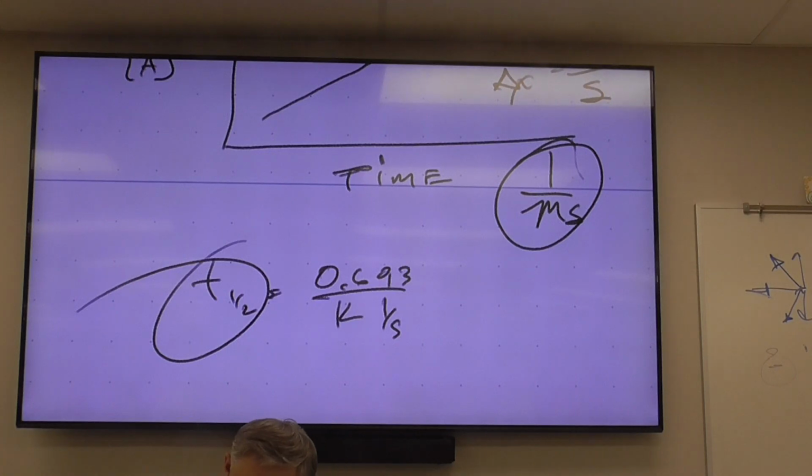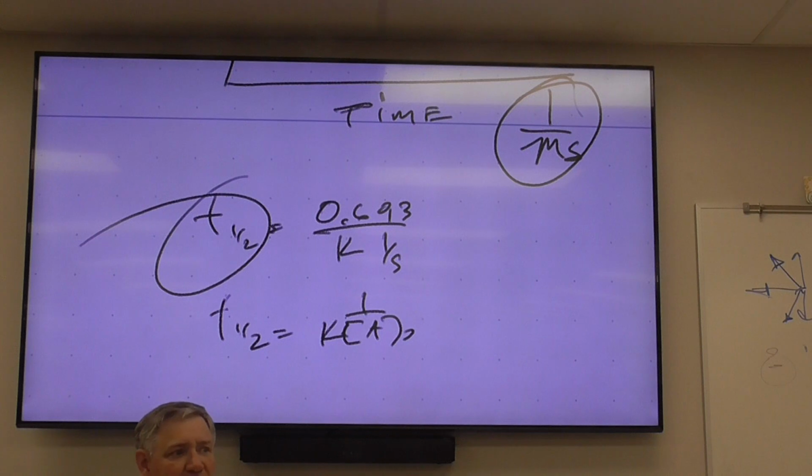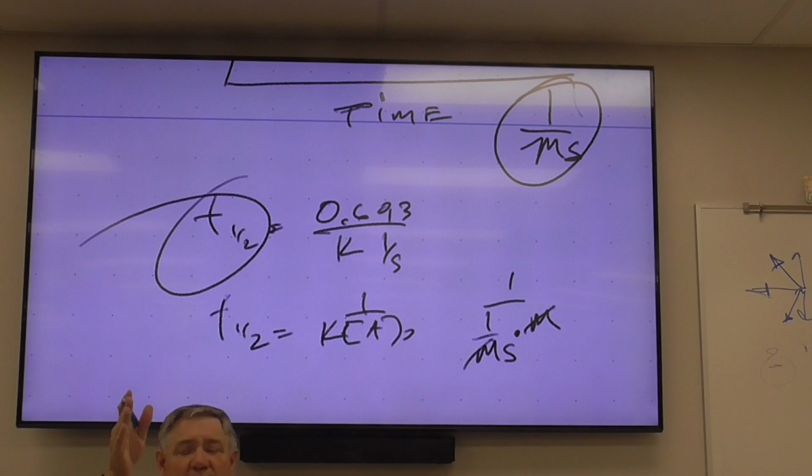Now, when you get to the second one, if it's second order, that half-life is 1 over k times A naught. It's the same thought process. So the k is in 1 over molarity seconds. You multiply that by A naught, which is molarity. The molarities cancel out. The seconds flip up. You get time.